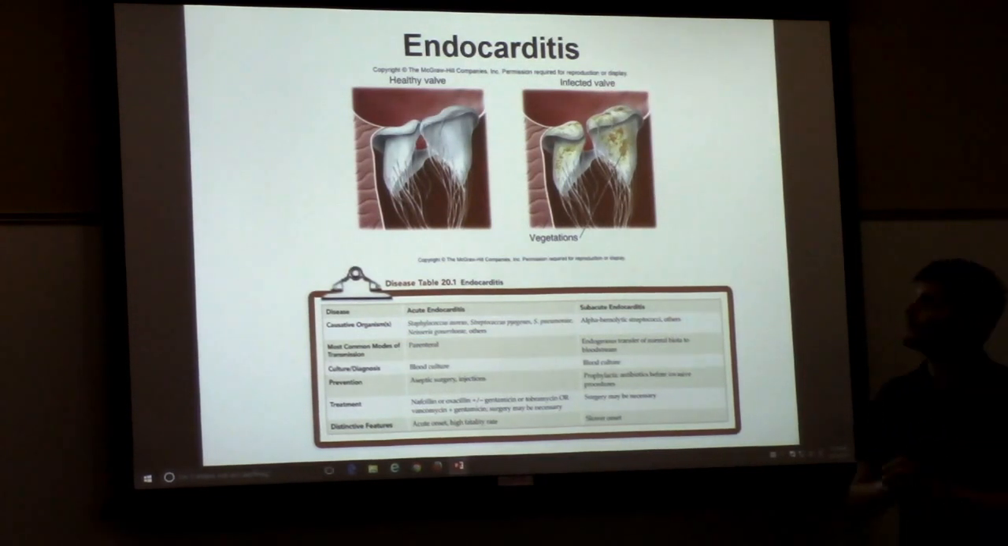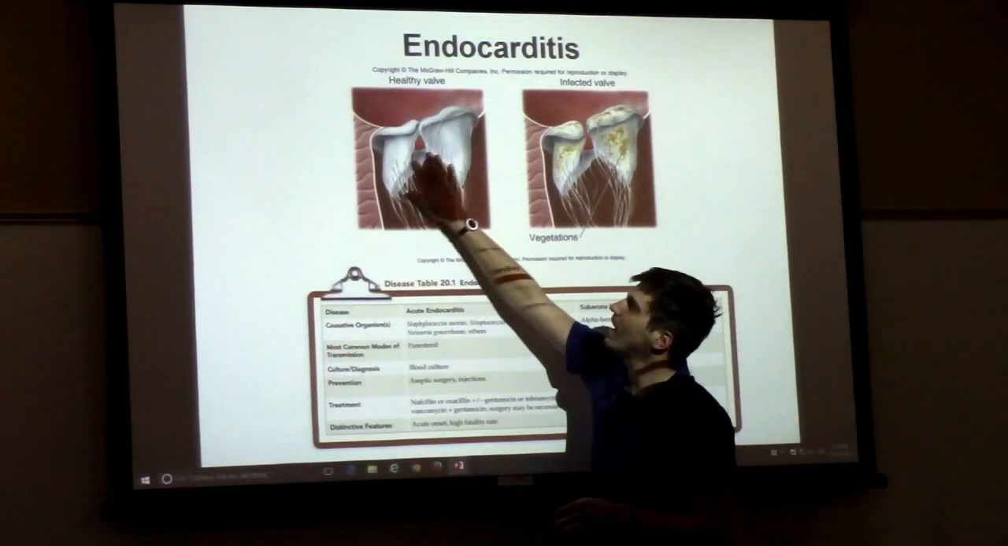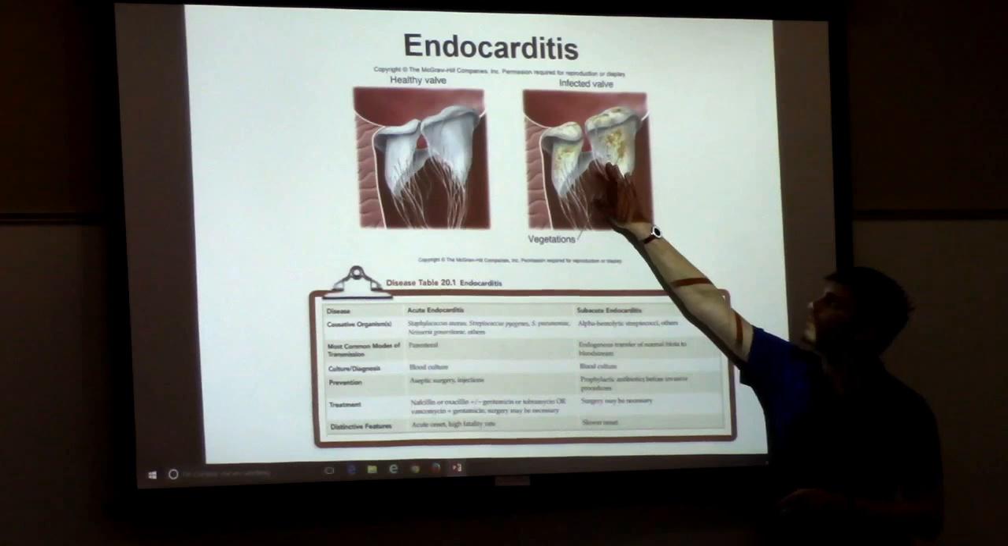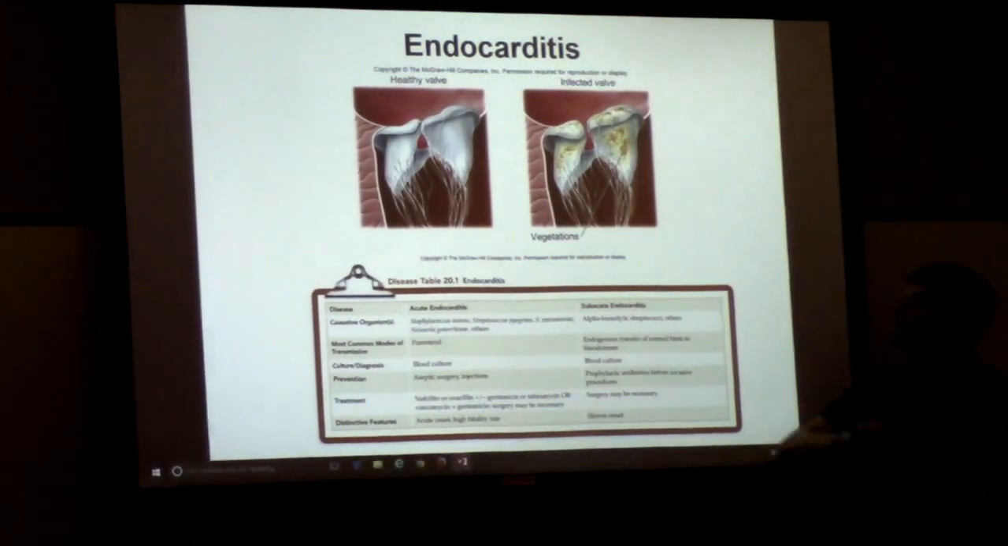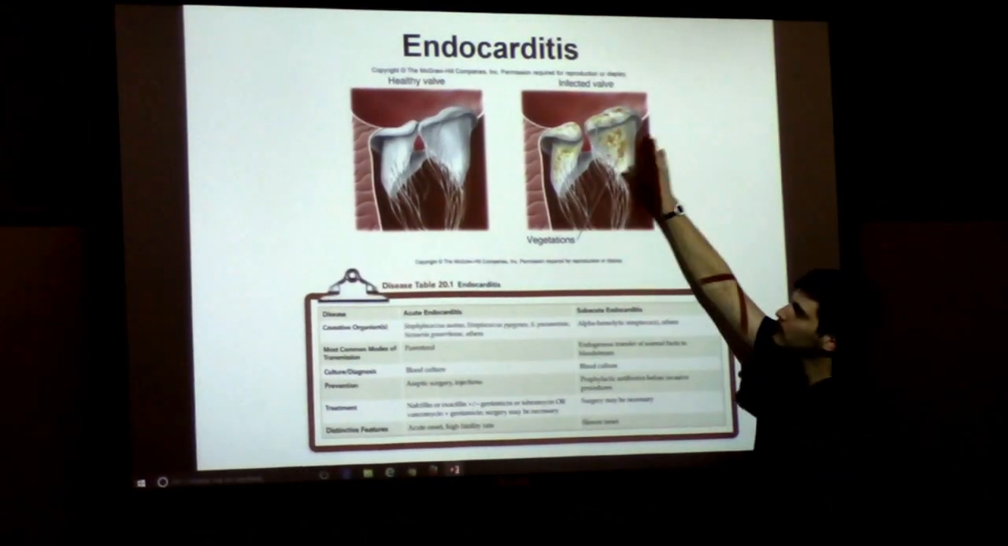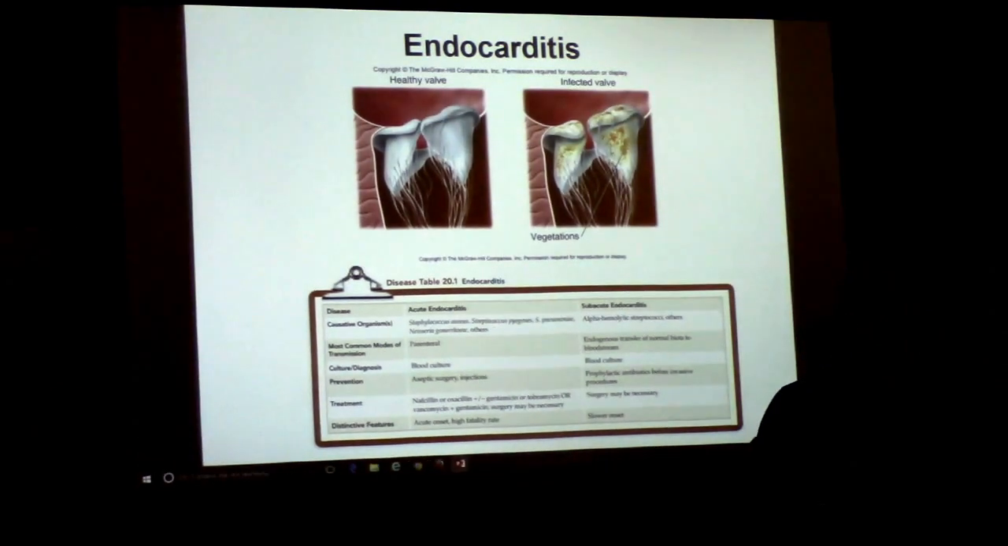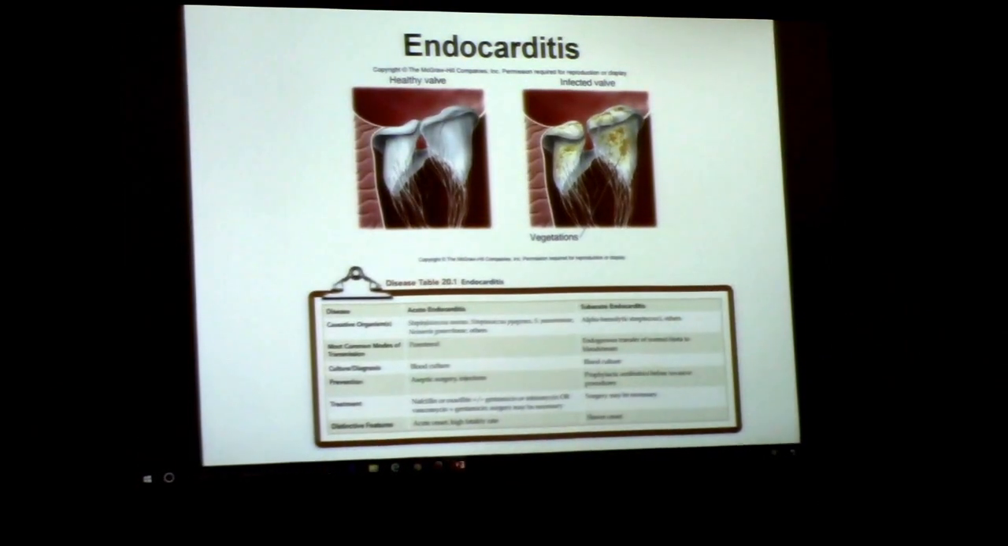So here's an example of a normal heart valve. You can see there's nothing on it. Over here we have a heart valve with endocarditis. And these organisms form sticky biofilms, which are almost impossible for the immune system and antibiotics to get to.